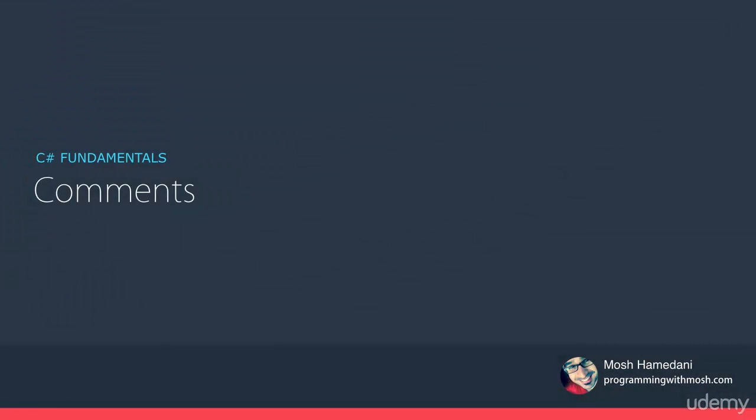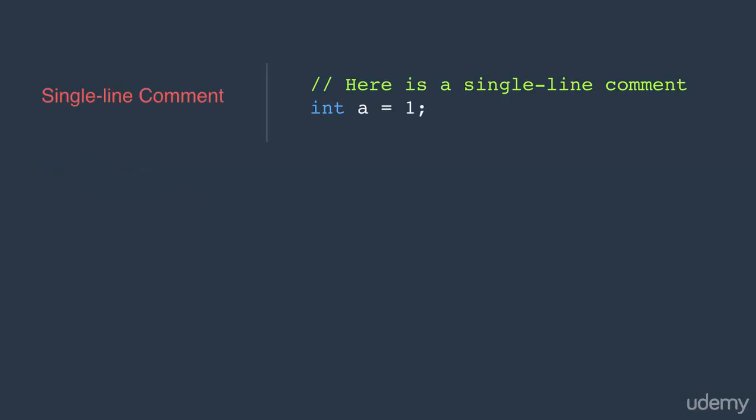Okay, so we got to comments. A comment is text that we put in our code to improve its readability and maintainability. In C#, we have two ways to write comments. If your comment is only a single line, you can prefix the comment with //.